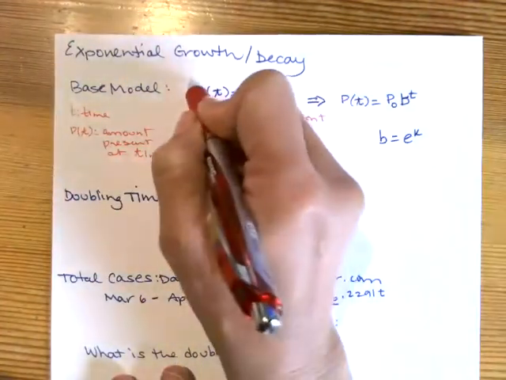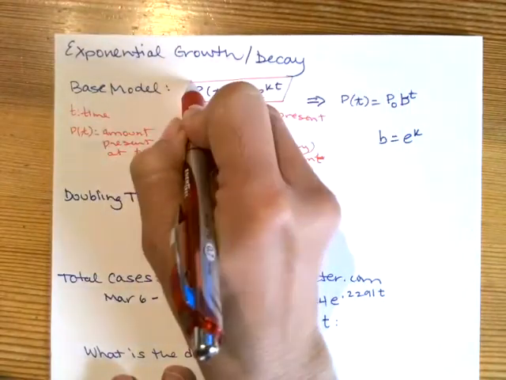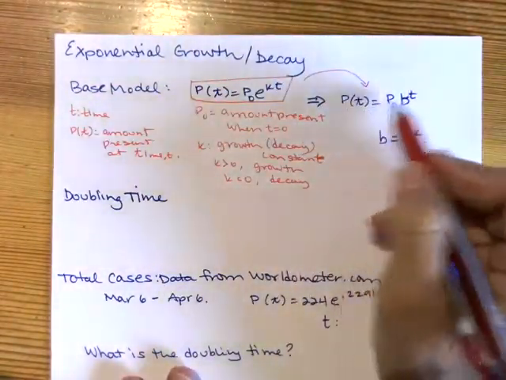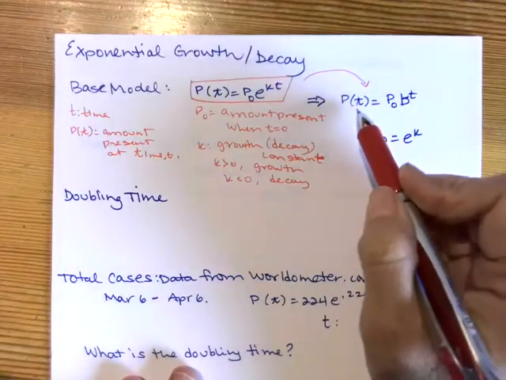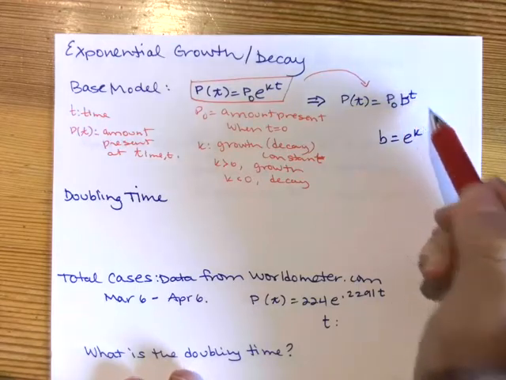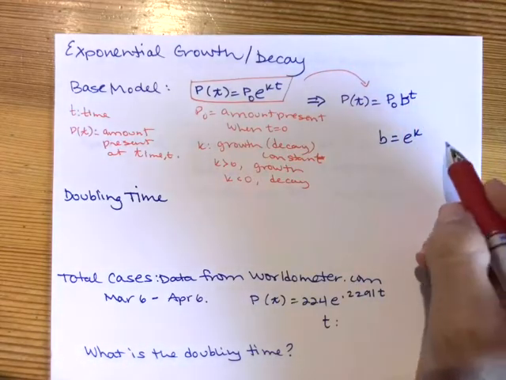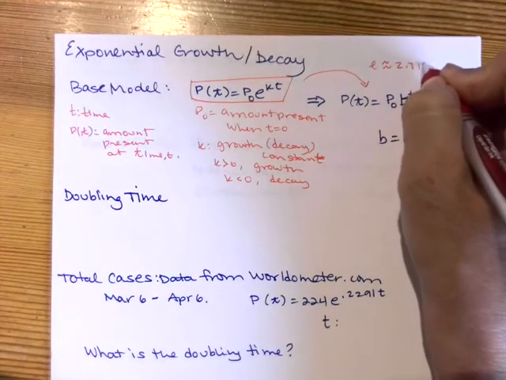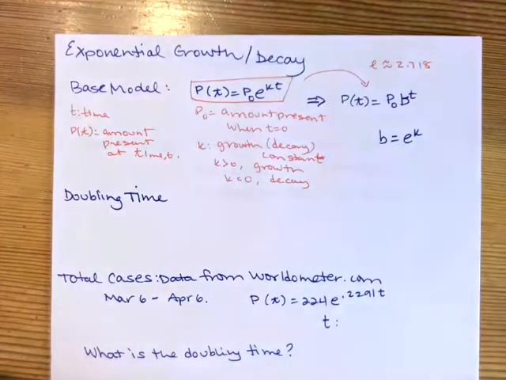So this is the model that I'm going to be using. A lot of times you'll see a variation on that model where P of t equals P sub 0 times b to the t. So it takes that e out. Remember, e is just our natural base.